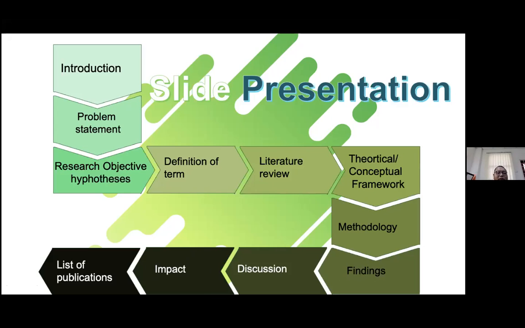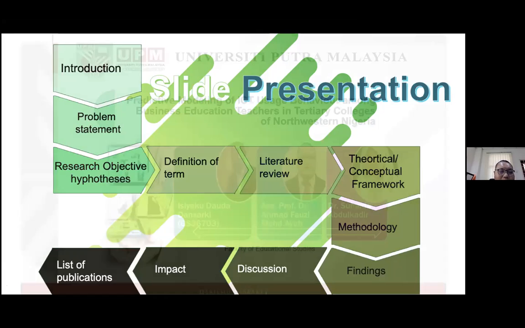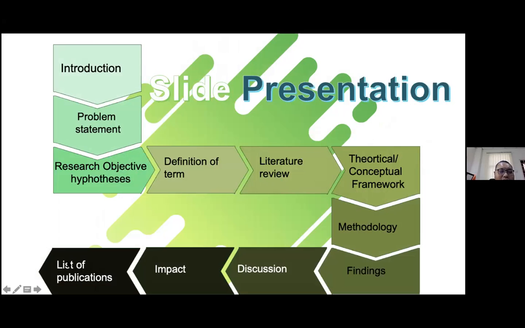And the last one is the list of publications. If you have, you can publish. Let's say you have won some gold medal, you have a copyright and so on. This one really will impress. The list of publications actually will impress your examiners, but then it depends.